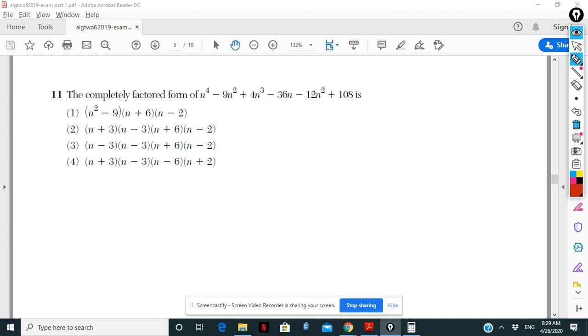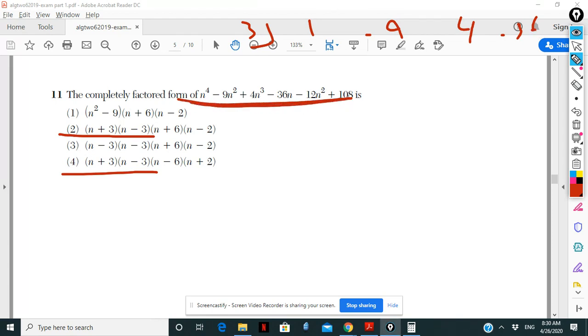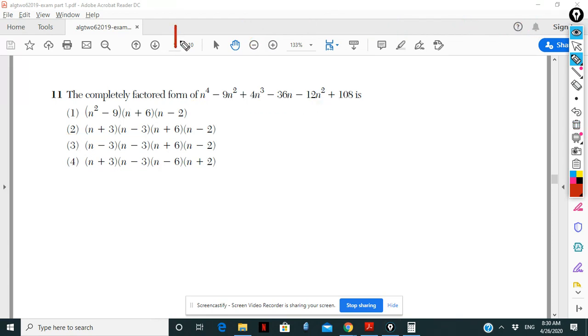Or I can use the synthetic division. Look here, the factors plus 3, negative 3. So here, the 3, 1, negative 9, 4, negative 36, but before that I have to simplify. Sorry. Look here. So the equation is n to the 4th plus 4n cubed minus 21n squared minus 36n plus 108.